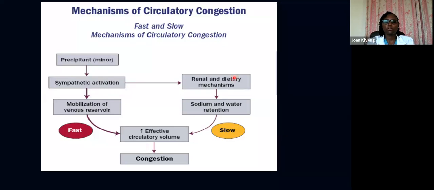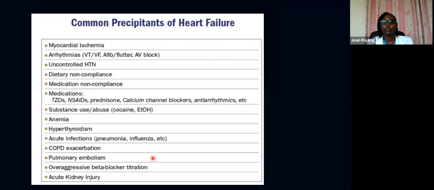congestion. So there is also the other aspect of it: because of the sympathetic activation, it can activate the renal system, the RAS system, which will end up causing sodium and water retention, but this is a slow mechanism. But in the end also, it is increasing this volume, and these patients are getting more and more congested. So that is how you get patients coming with pulmonary edema in heart failure.